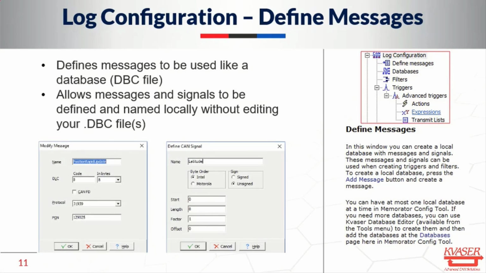It allows you to set their length, their factor, and their offset, so you can trigger on real values as opposed to raw data, and I'll get into that in the next couple of screens. It allows you to set a Motorola or an Intel byte order, and signed or unsigned data as well. Here again, you would select the J1939 protocol so that you could name messages according to PGNs.